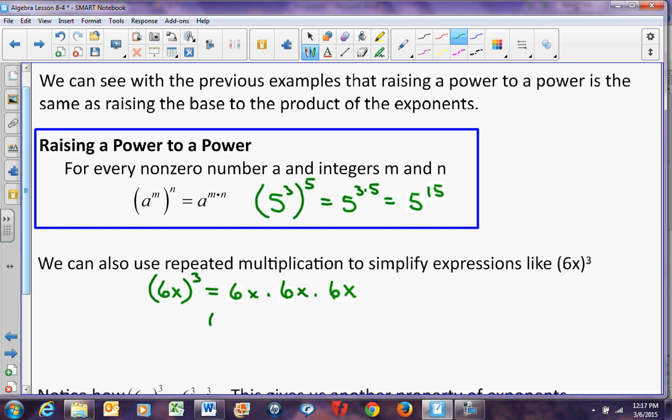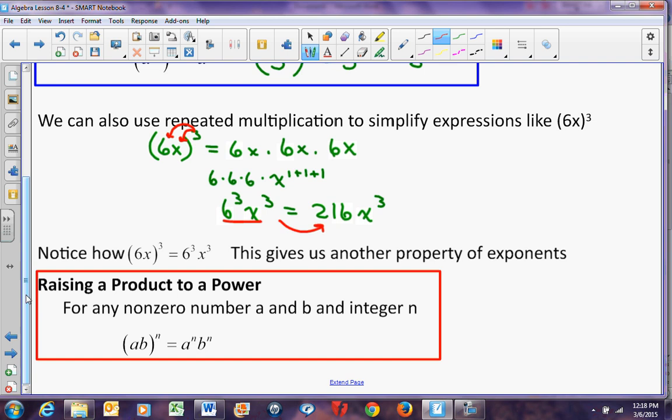If we equate what we have, 6 times 6 times 6 times x to the 1 plus 1 plus 1, or 6 to the 3rd x to the 3rd, which ends up being, 6 to the 3rd is 6 times 6 is 36, times 6 is 216, 216 x to the 3rd. Which leads us to our next property, because if you'll notice, if I have my entire quantity raised to the 3rd power, if I took that 6 to the 3rd power and x to the 3rd power, I would have this step right here, which leads to this step right there, which leads to the property of raising a product to a power.